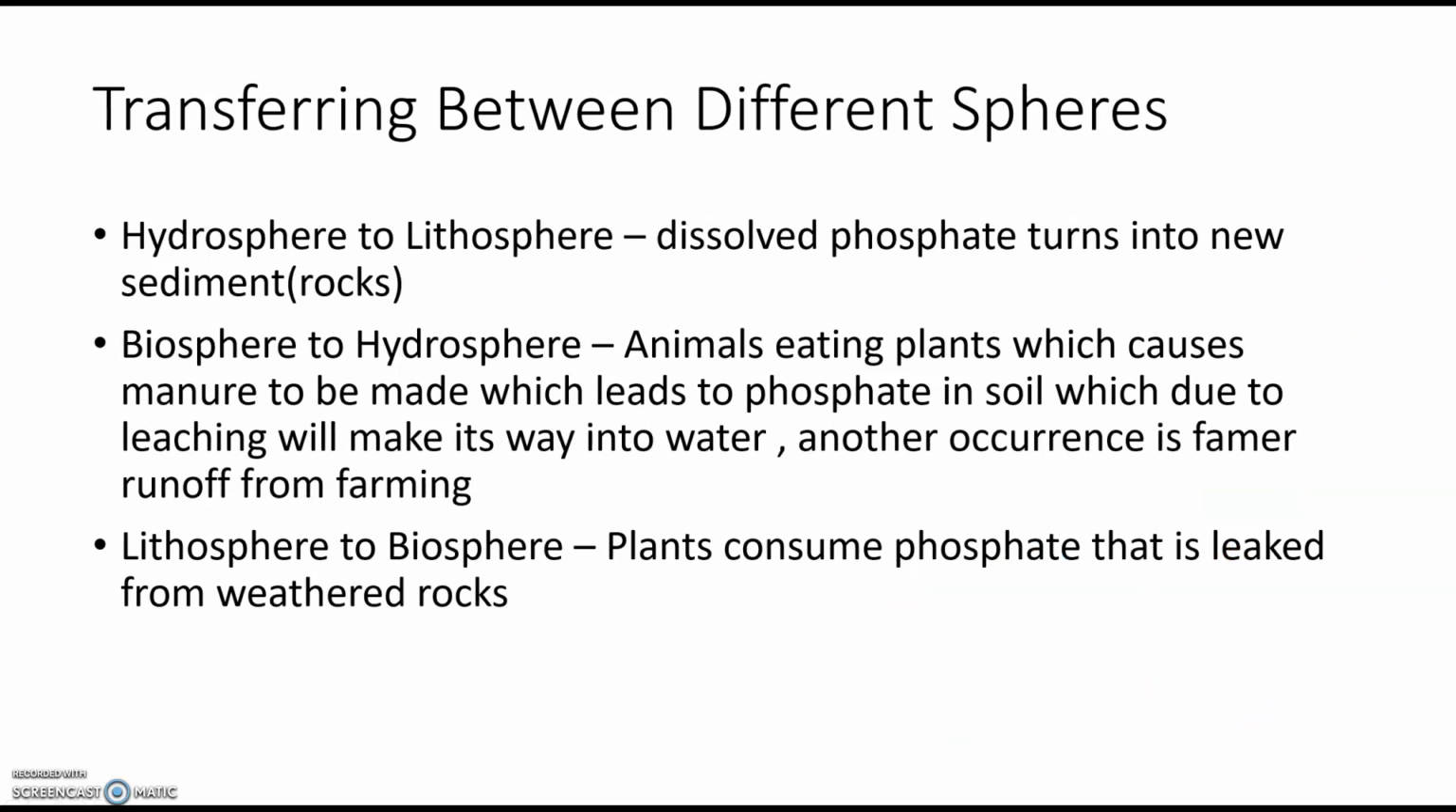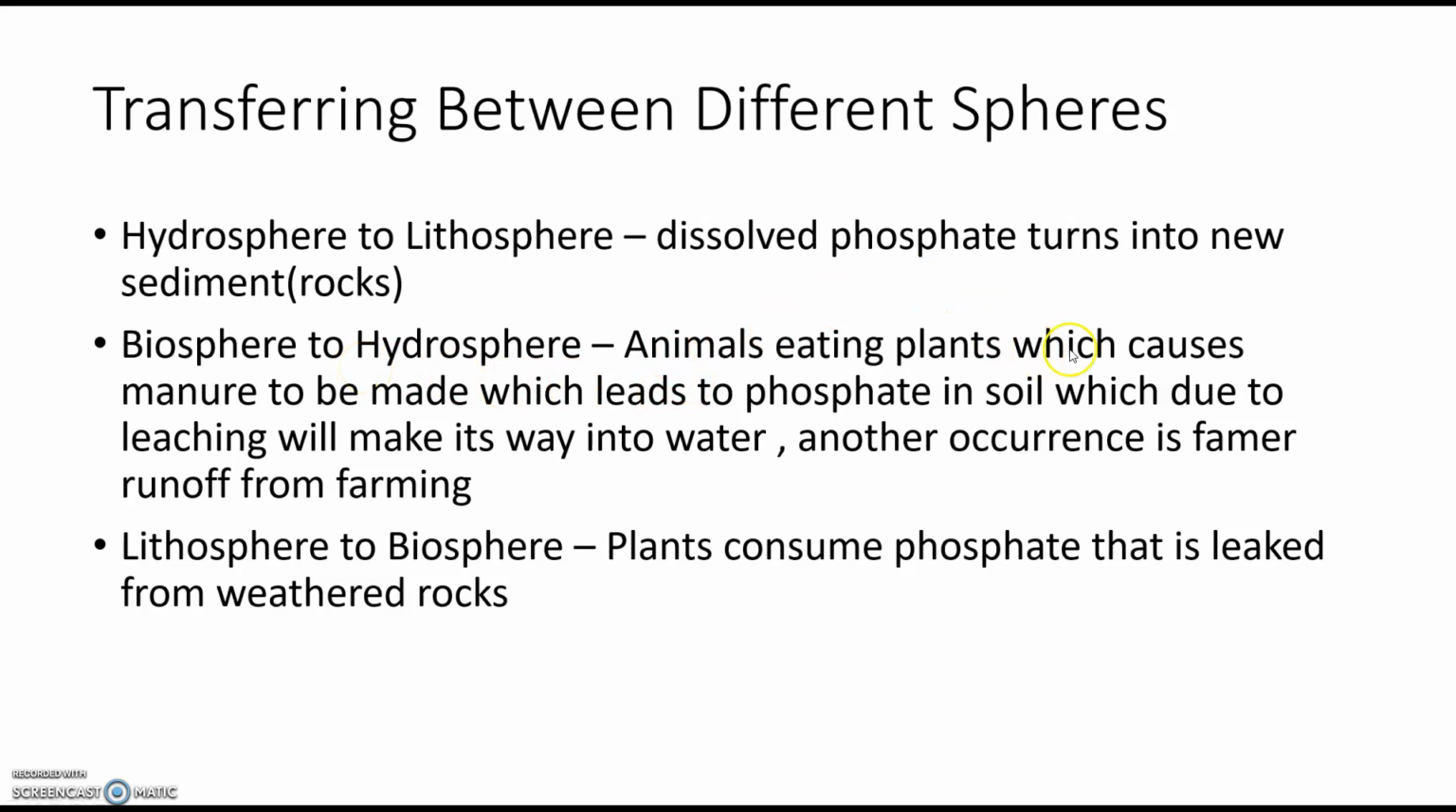But transferring between different spheres, from the hydrosphere to the lithosphere, dissolved phosphate turns into new sediment, rock. So the dissolved phosphate is in the water, hydrosphere, and then it'll turn into new rocks, which is the lithosphere.